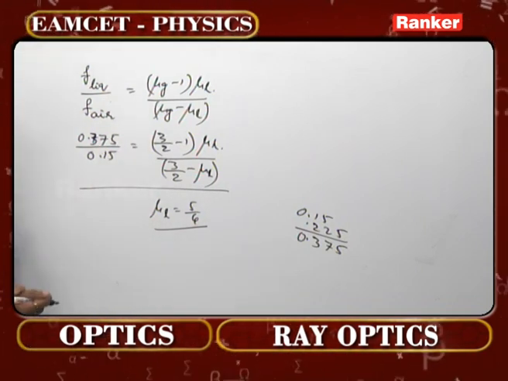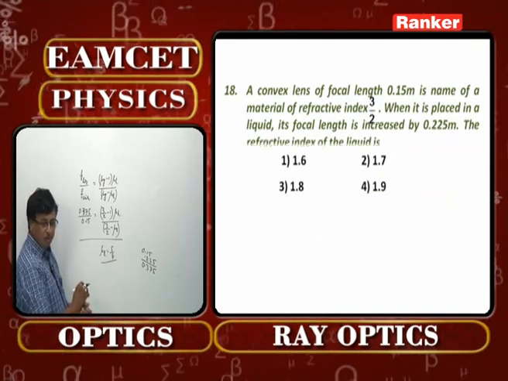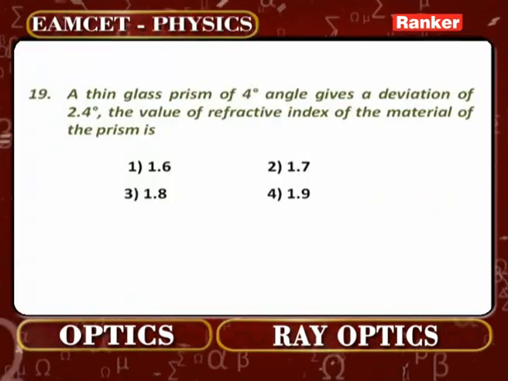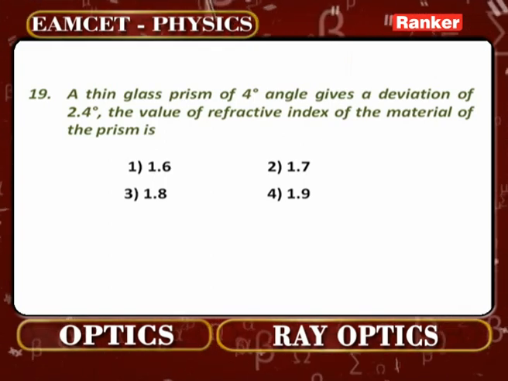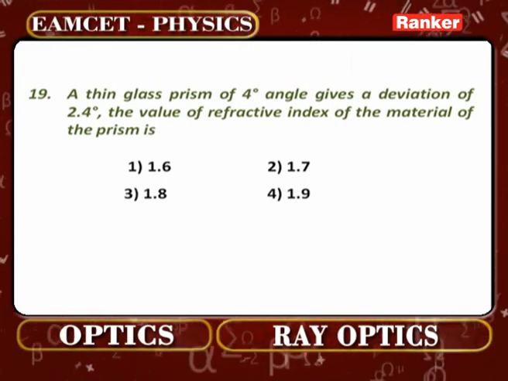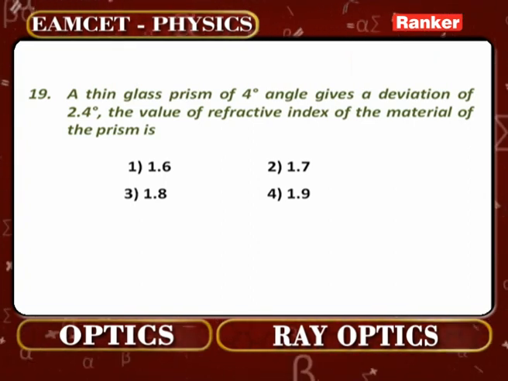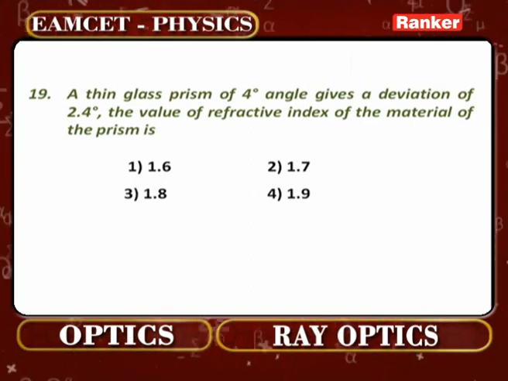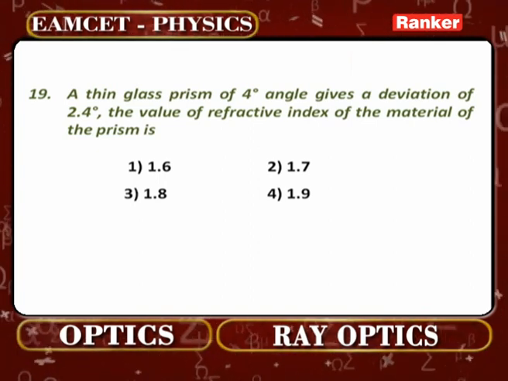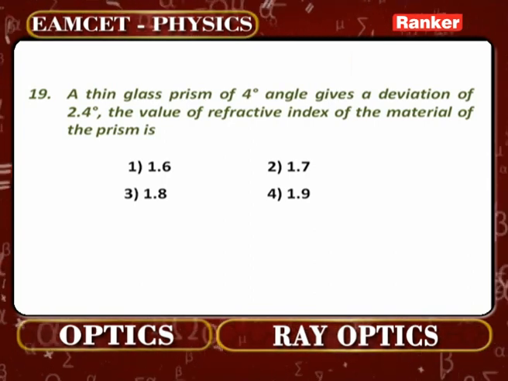So that is the identification you need to have. Look at the next number, that is question number 19 please. A thin glass prism of 4-degree angle gives a deviation of 2.4 degrees. The value of refractive index of the material of the prism is how much? For a small angled prism, I have already mentioned the formula. D is equal to A into (mu minus 1). That is the actual formula.